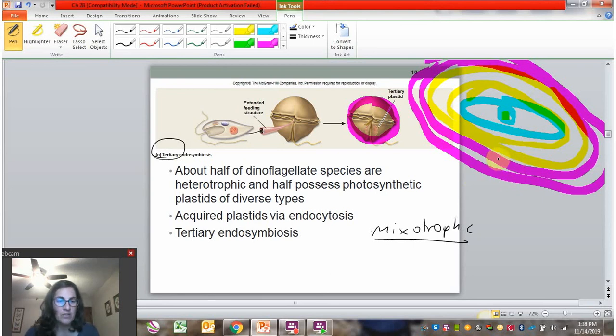So primary endosymbiosis, to summarize, is when a cell engulfs one cell and retains it, in the case of how chloroplasts first evolved. Secondary endosymbiosis is when a cell eats a cell that ate a cell. And then tertiary endosymbiosis is when a cell eats a cell that ate a cell that ate a cell. And so that's how you acquire these mixotrophic traits.